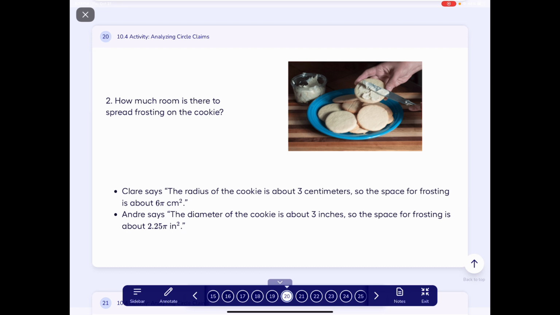The reason for that, Claire says the radius is 3 centimeters, so the area is 6 pi, but it's pi r squared, so it would be more like 9 pi, and she says 6. But according to Andre, the diameter is 3 inches, which means the radius is 1.5 inches. So the space for frosting could be about 2.25 pi inches squared.